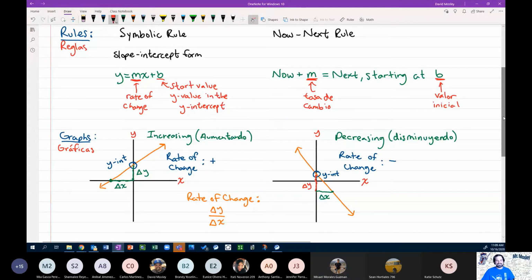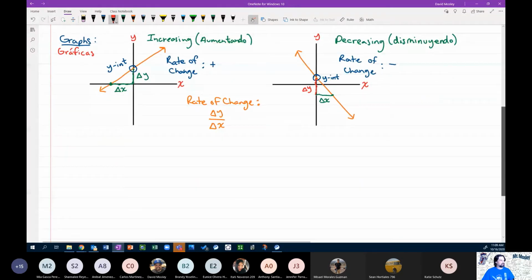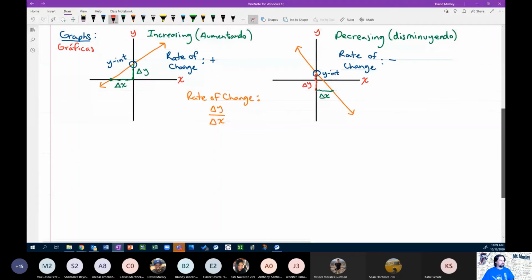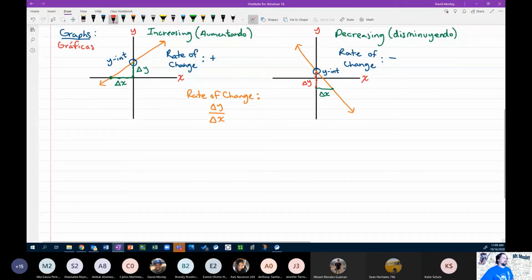All right. Okay, so hands are down. I'm going to go just to where the graphs are at the top. Okay, so next we have tables, or tablas.